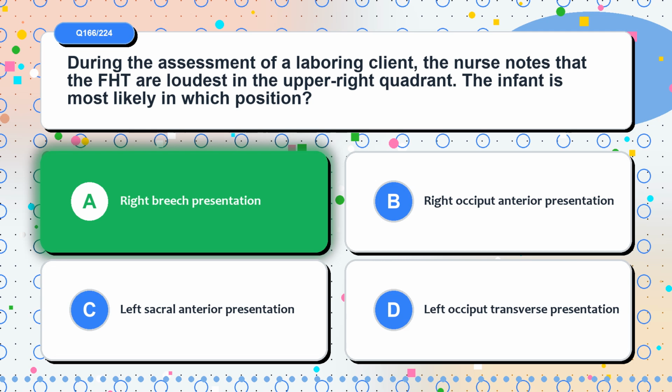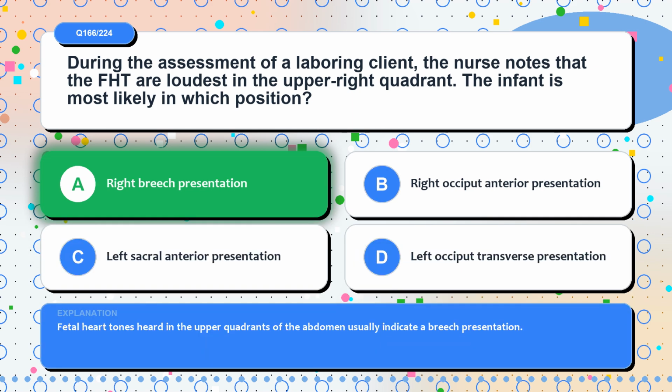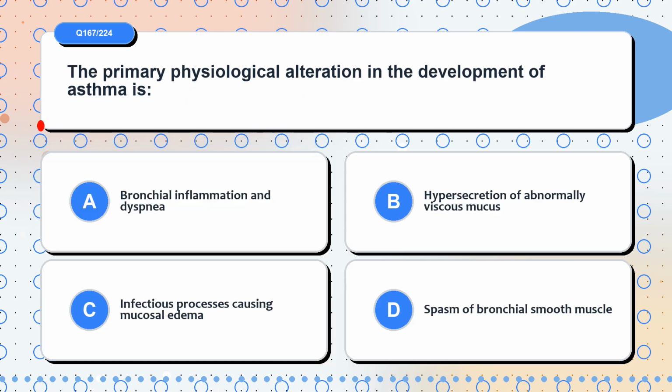The correct answer is option A. Right breech presentation. Fetal heart tones heard in the upper quadrants of the abdomen usually indicate a breech presentation. Question 167. The primary physiological alteration in the development of asthma is.